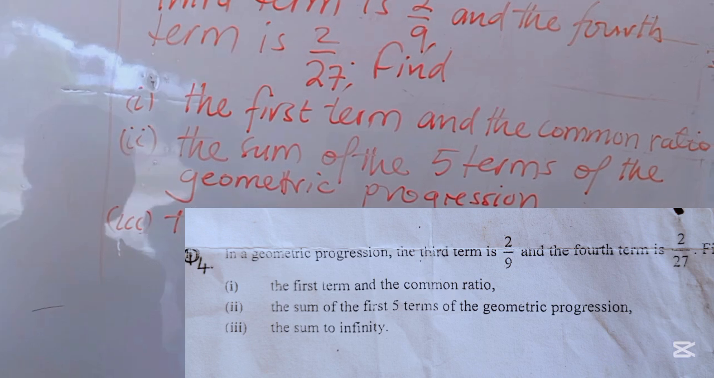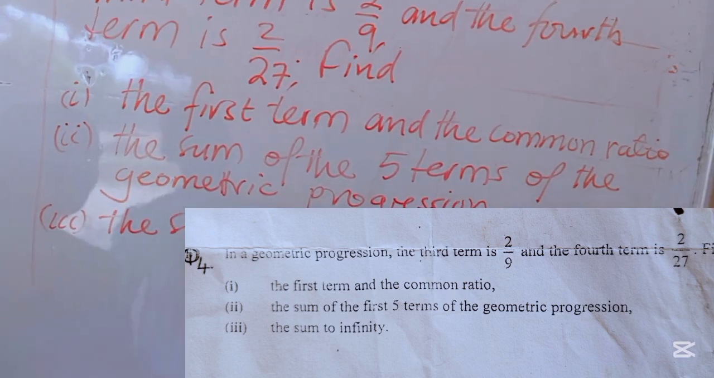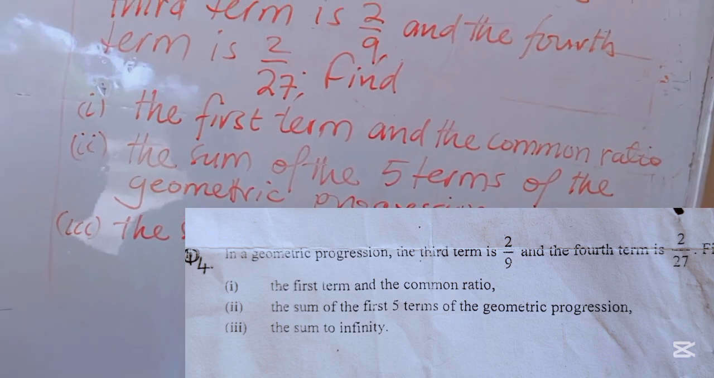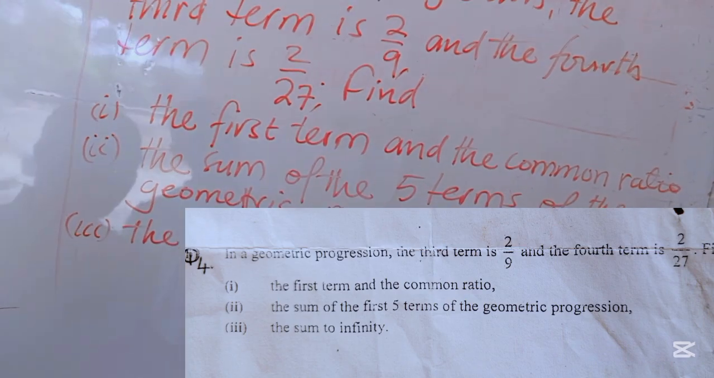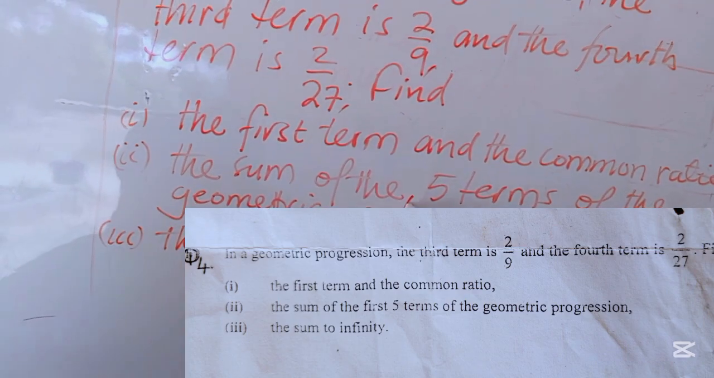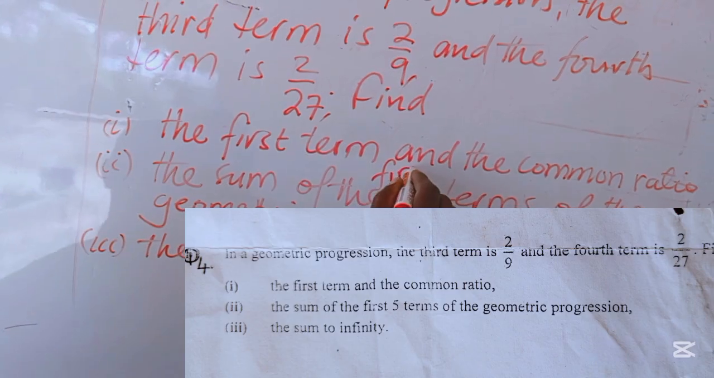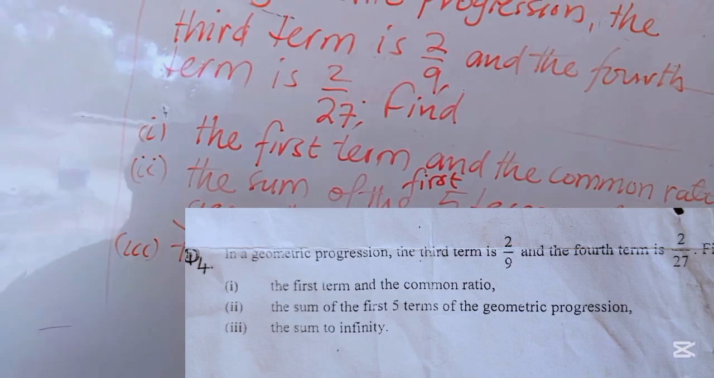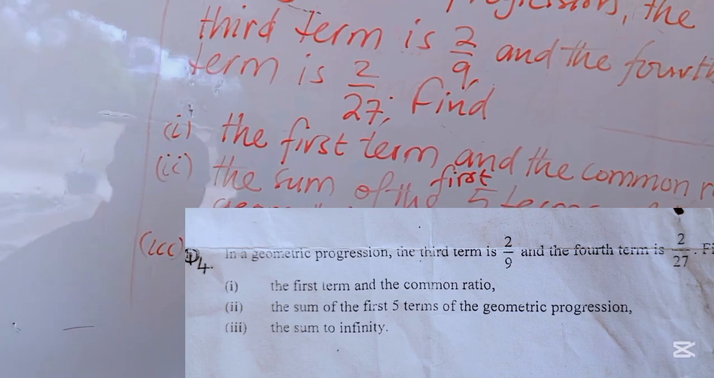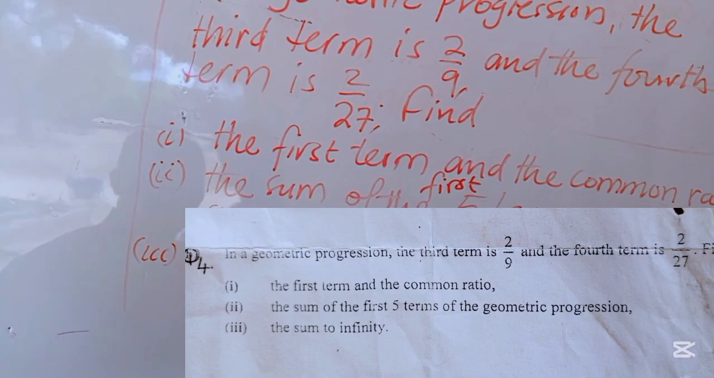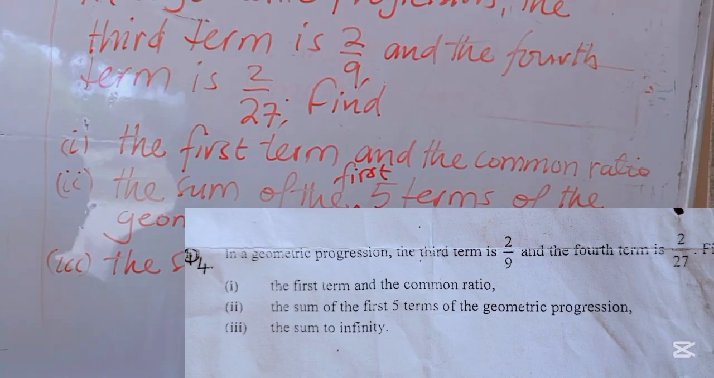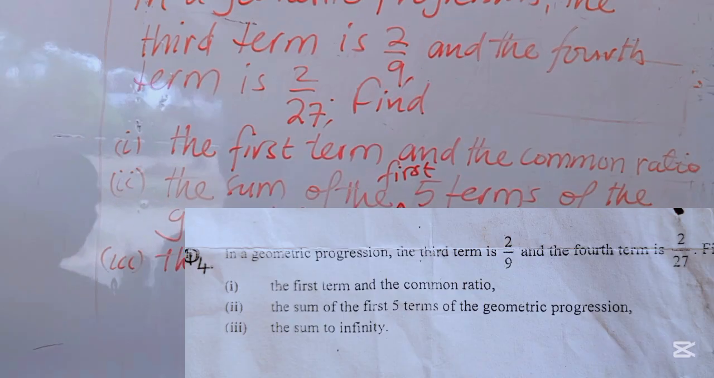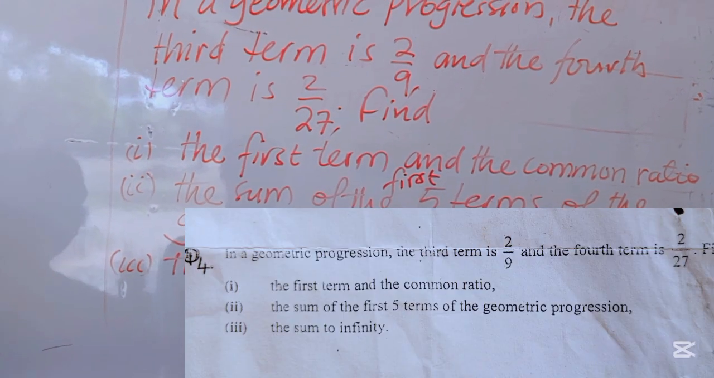For the second part, they say find the sum of the first 5 terms of the geometric progression. Last but not least, the sum to infinity. So the sum to infinity is what we will be looking at.